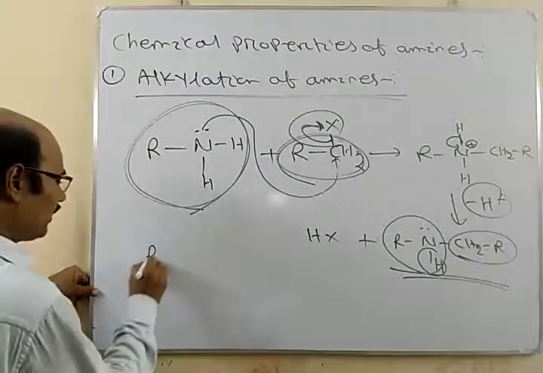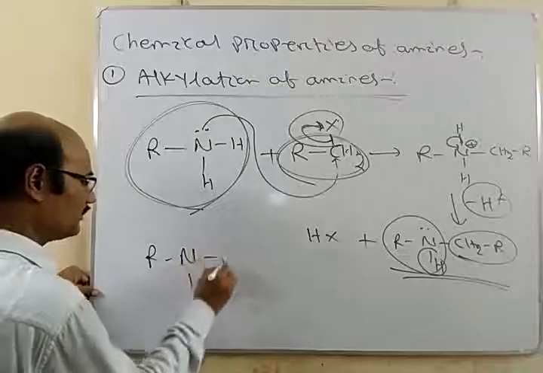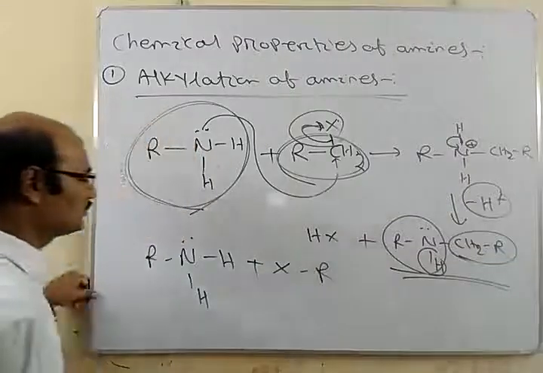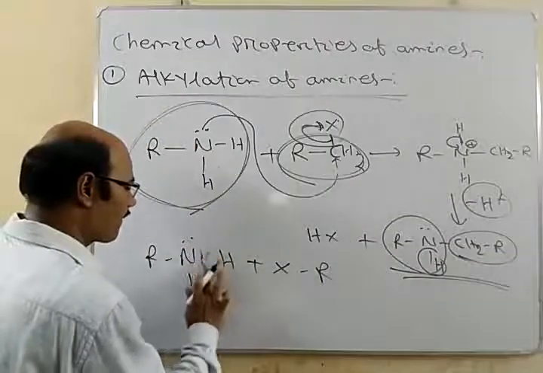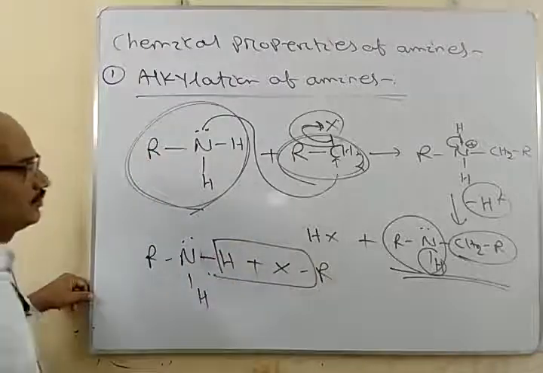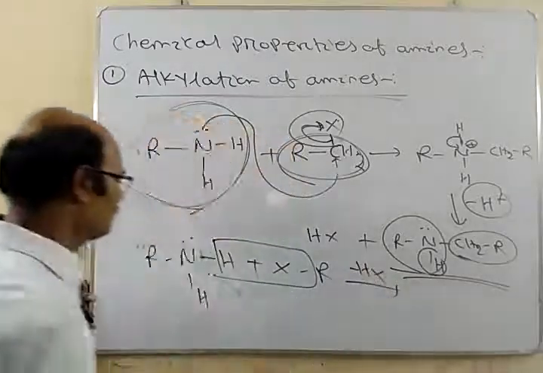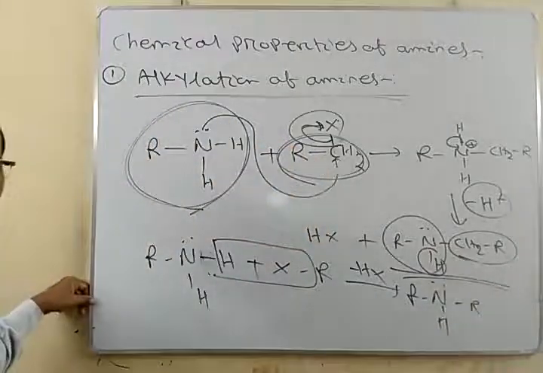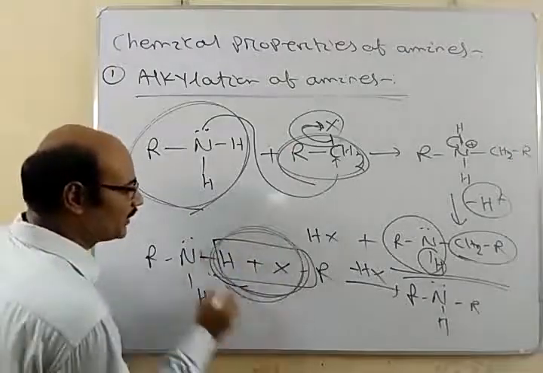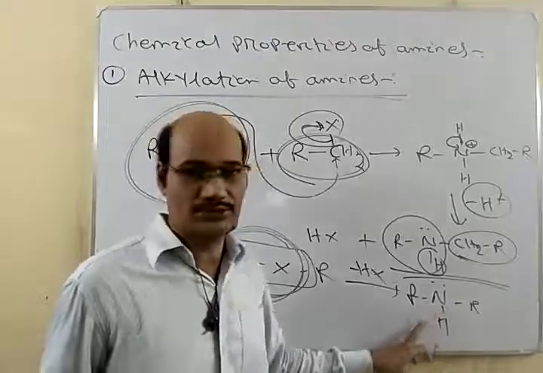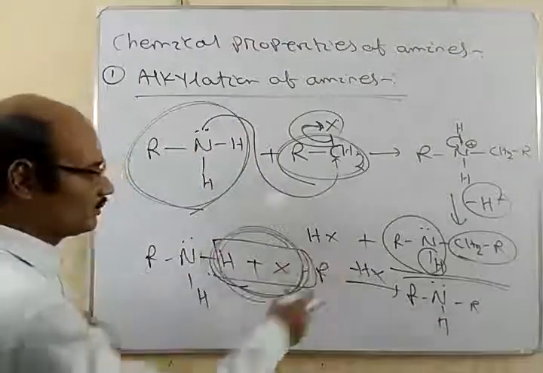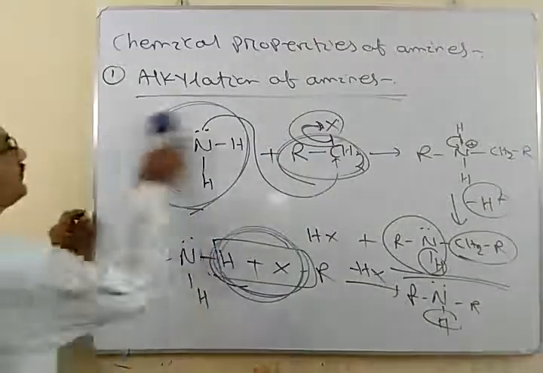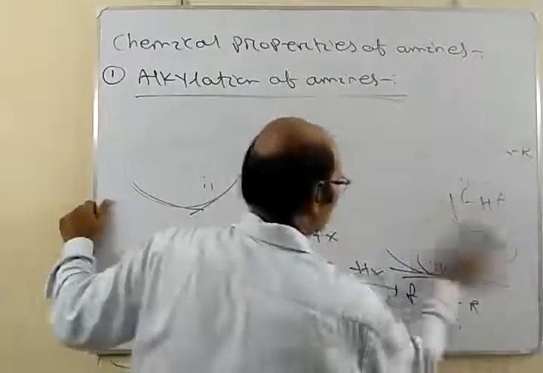So I can simply write RNH2 plus XR, minus HX, will give RNHR, that is R2NH. Again this H will be removed, and we get R3N, and so on.